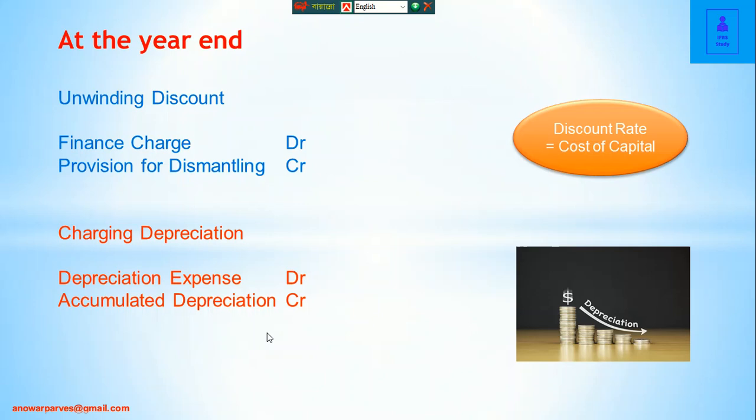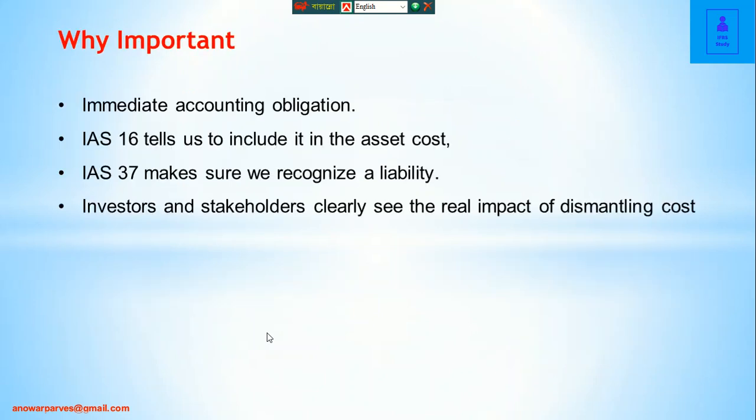So why is it important to account for dismantling cost? This is an immediate accounting obligation, and IAS 16 tells us to include it in the asset cost. IAS 37 makes sure that we recognize a liability, and investors and stakeholders clearly want to see the real impact of dismantling cost. So that's it.